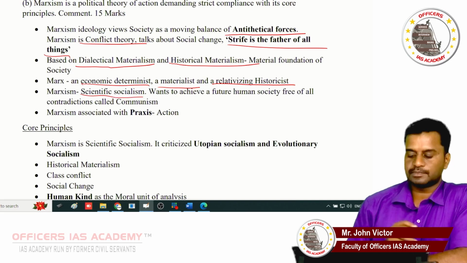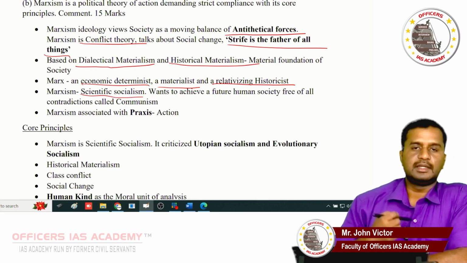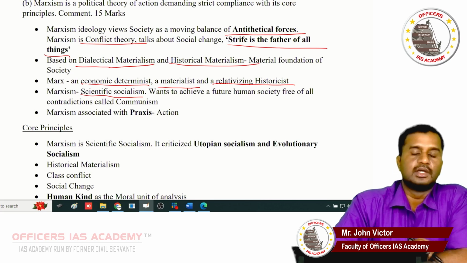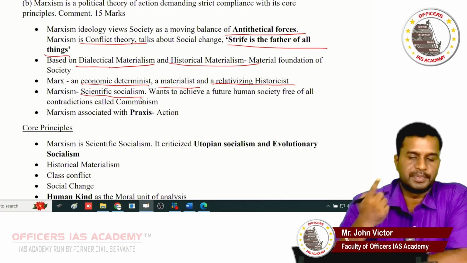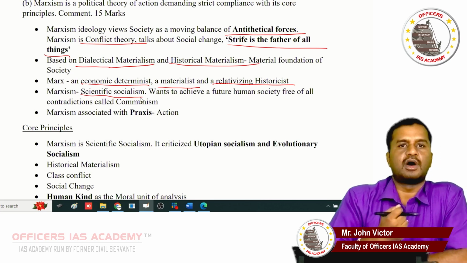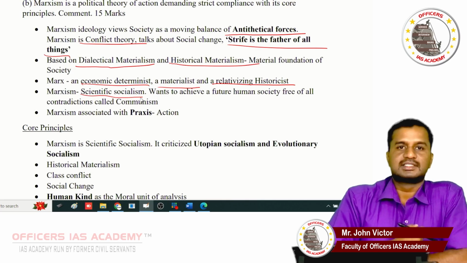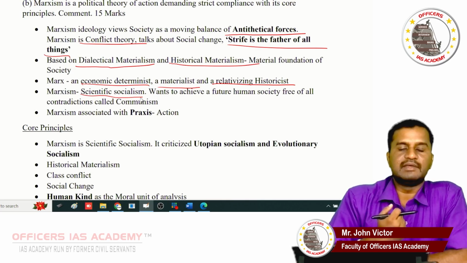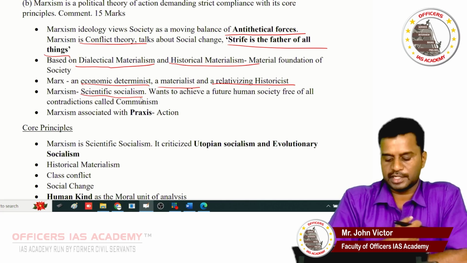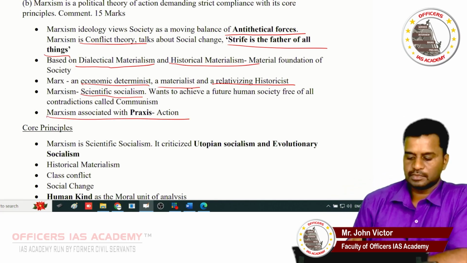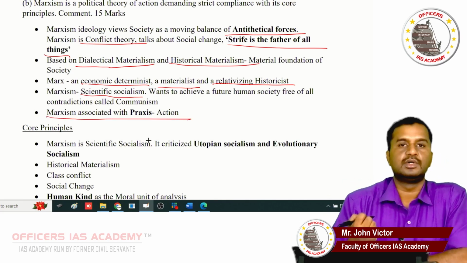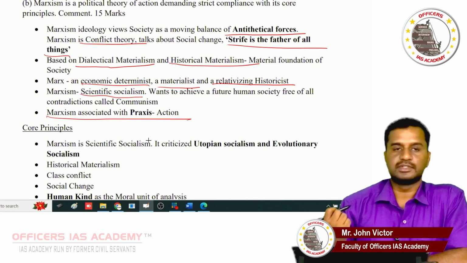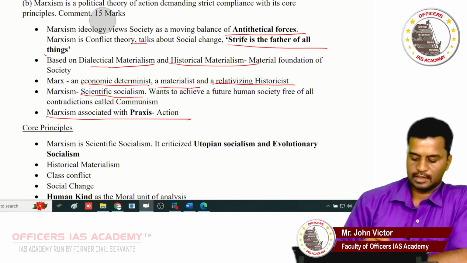Marxism is scientific socialism. Actually, Marxism followed the utopian socialism of the 18th century. Utopian socialism was utopian. It was not based on science. But scientific socialism, also known as Marxism, was able to give a scientific understanding of human society. Ensure to write all these points. Thereby, you substantiate how it is a political theory of action demanding compliance with its core principle.